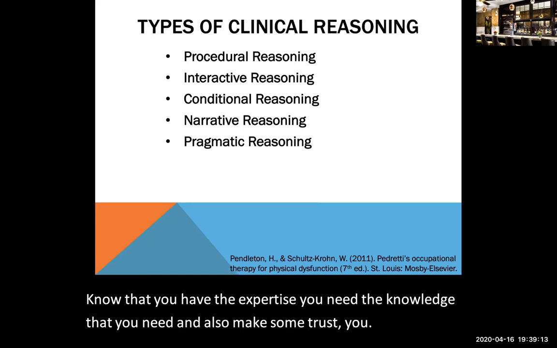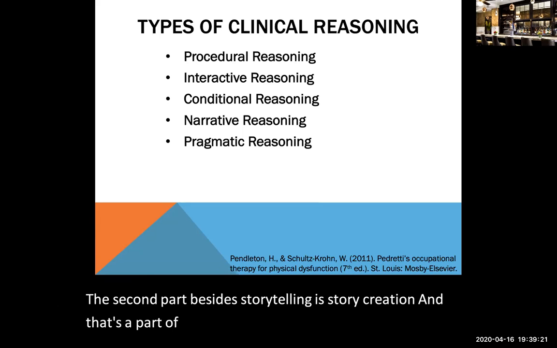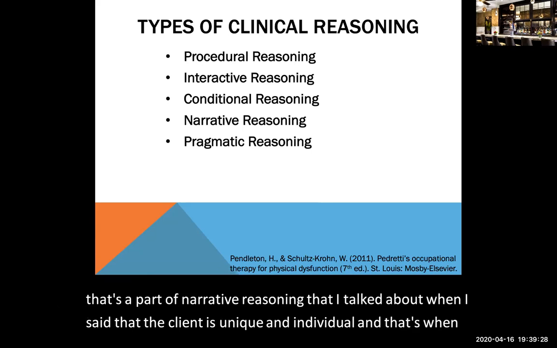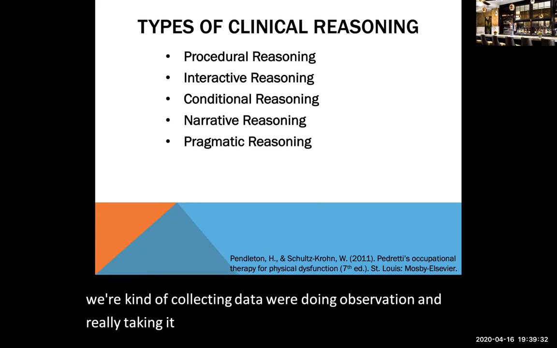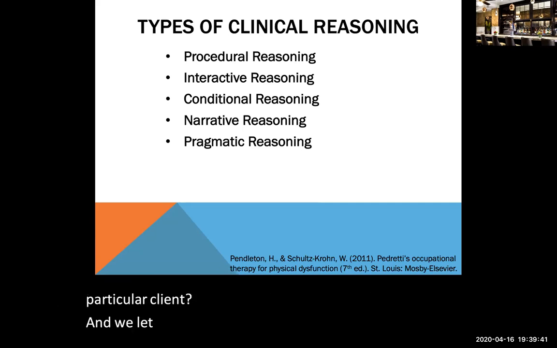The second part, besides storytelling, is story creation. And that's a part of narrative reasoning that I talked about when I said that the client is unique and individual. And that's when we're collecting data, we're doing observation and really taking it in about what works or doesn't work for a particular client. And we let those clients do what is called co-constructing that story.